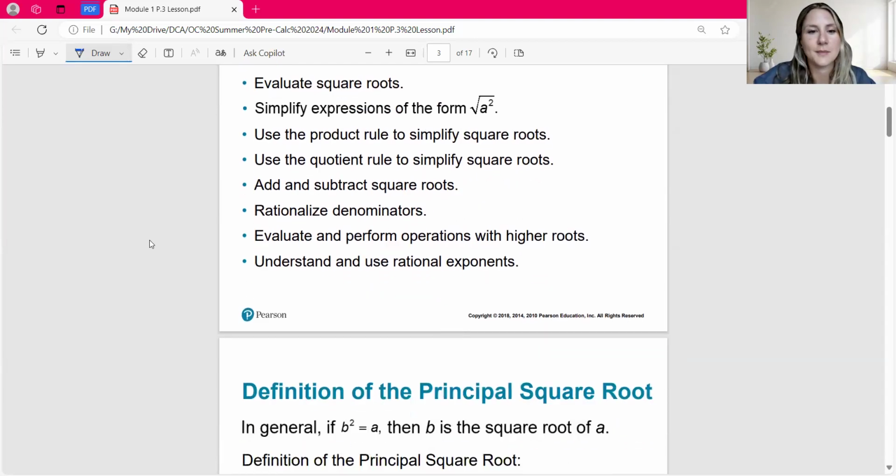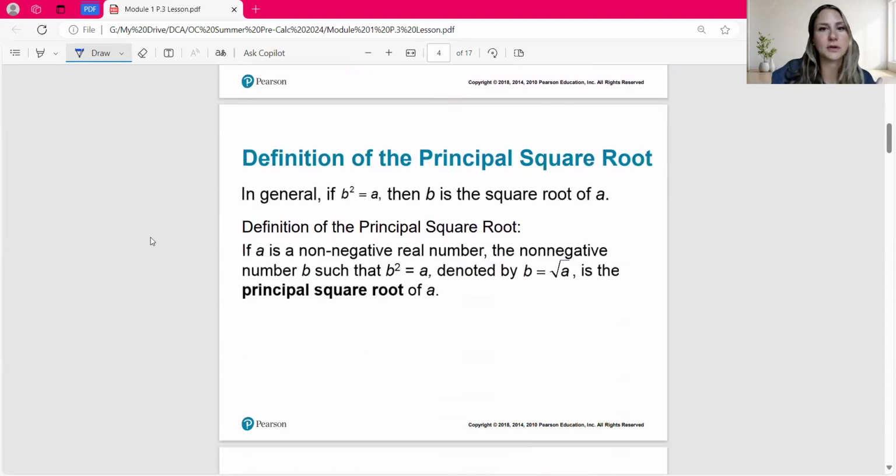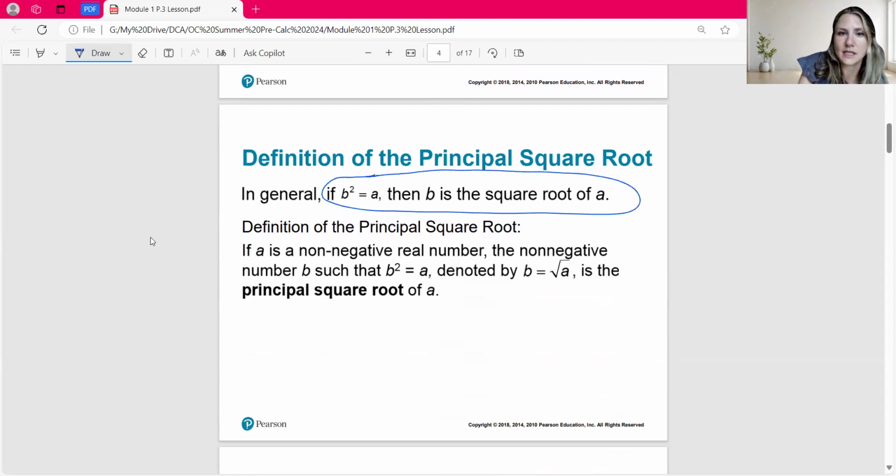Okay, so let's start off with the general definition here of a square root. And really, it's this basic sentence at the very top here. We need to know and remember: b squared equals a. So if b squared equals a, then b is the square root of a.